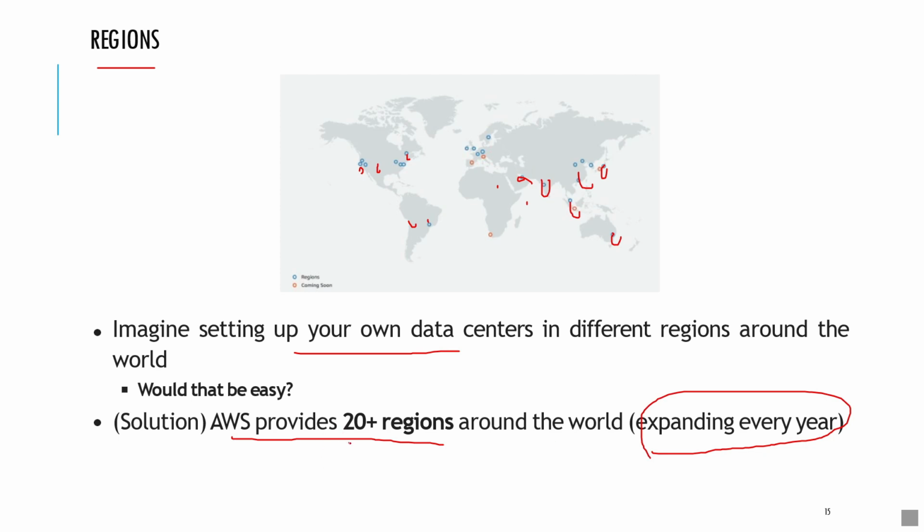In this slide, we can see that it has 20 regions, but in the AWS console, we can see that these 20 regions have been updated to 30 plus regions. So that is about regions.